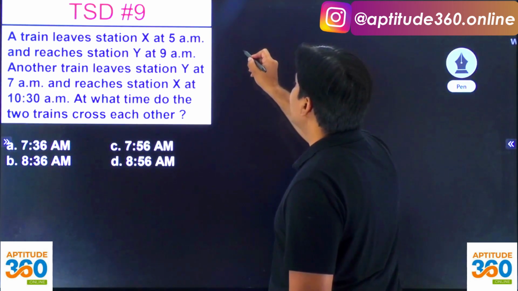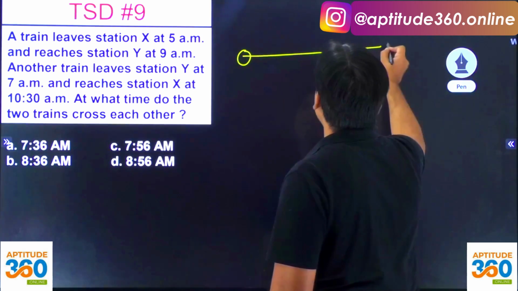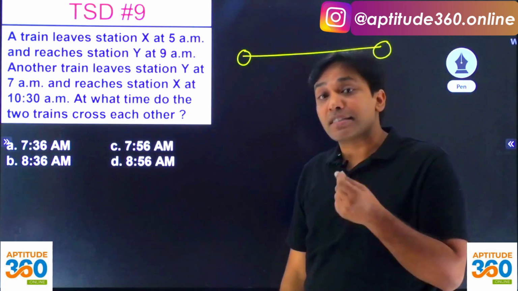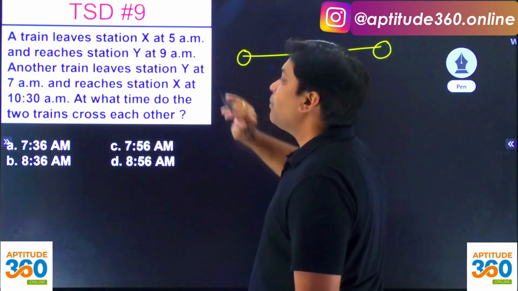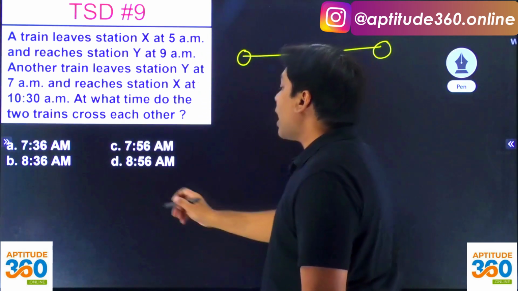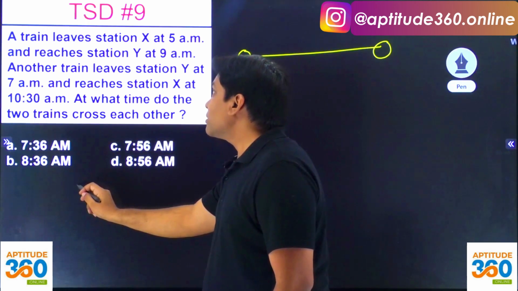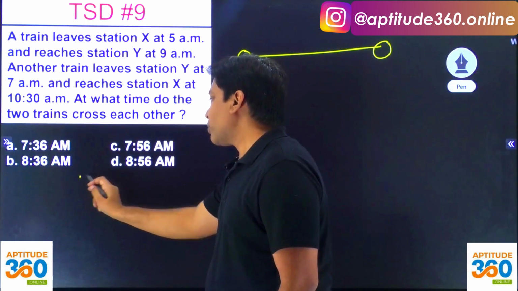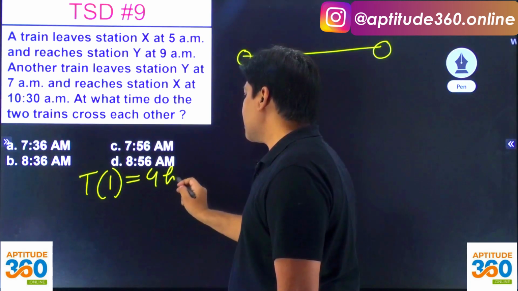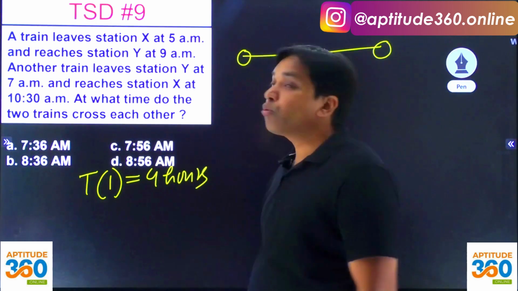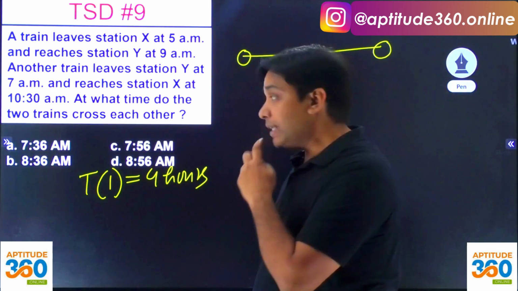देखो ध्यान से इसको करना क्या चाहिए, कैसे इसको 2 से 3 लाइन में हम प्रॉब्लम को सिंप्लीफाई कर सकते हैं. 5 AM पे चला और 9 AM पे पहुंच गया वहां पे. So how many hours is the first train taking? So train 1 takes 4 hours to reach its destination, right?